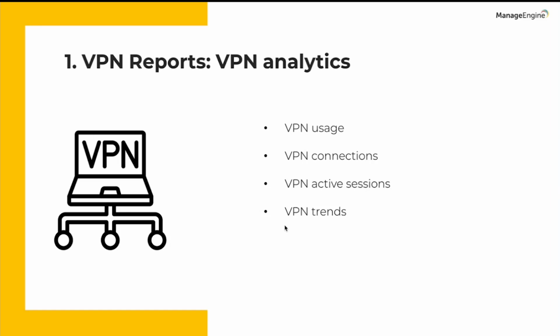Firewall Analyzer generates in-depth VPN reports that help identify the following. With VPN usage, you can track the amount of traffic consumed by the VPN users. With VPN connections, you can identify the number of users connected to your VPN. With VPN active sessions, you can monitor the active VPN user sessions and the bandwidth consumed. And with VPN trends, you can track the VPN consumption and the consumption trends. So let us look at how these reports look in the product UI.